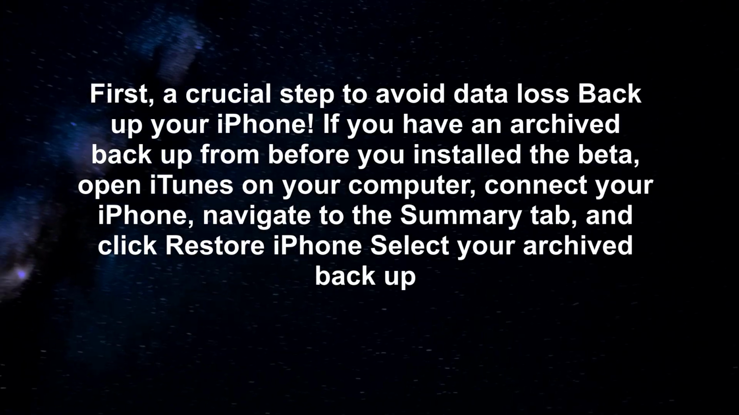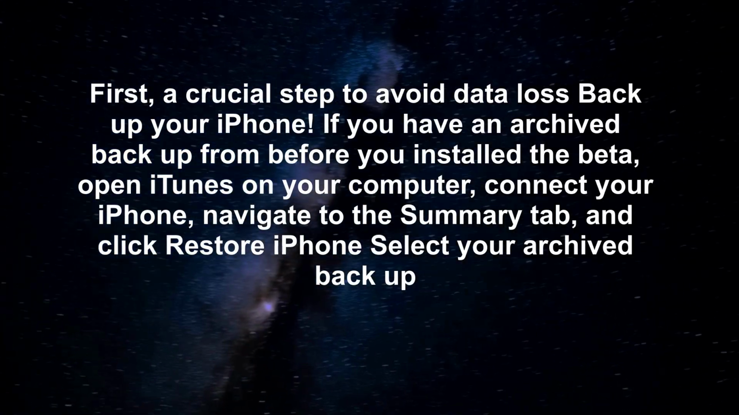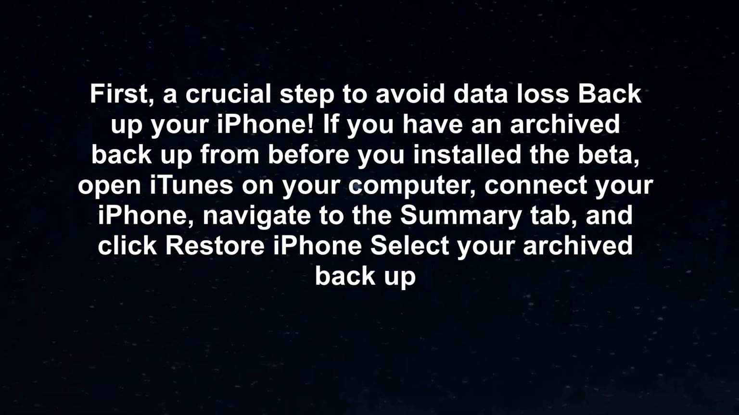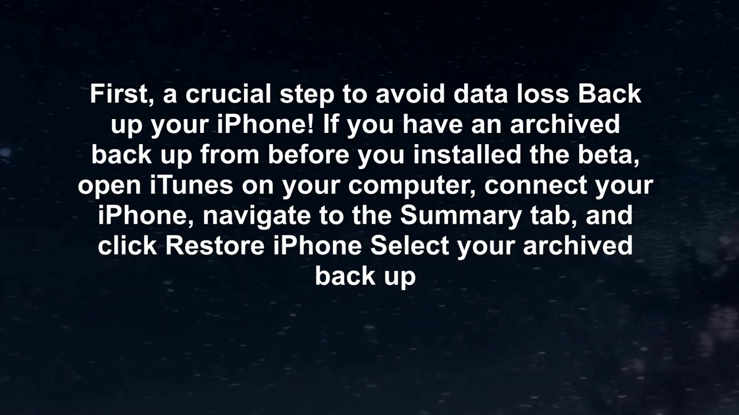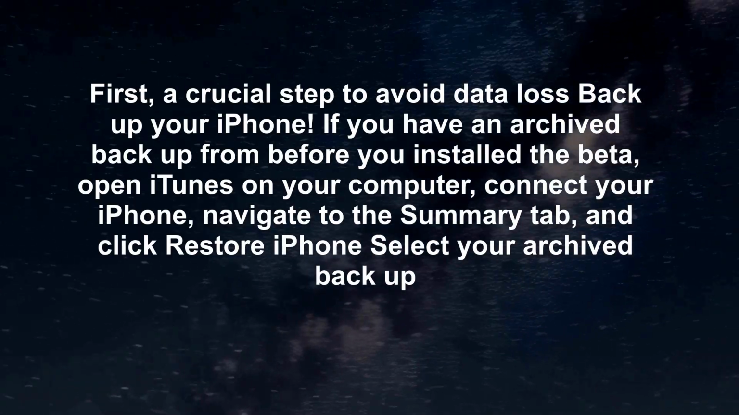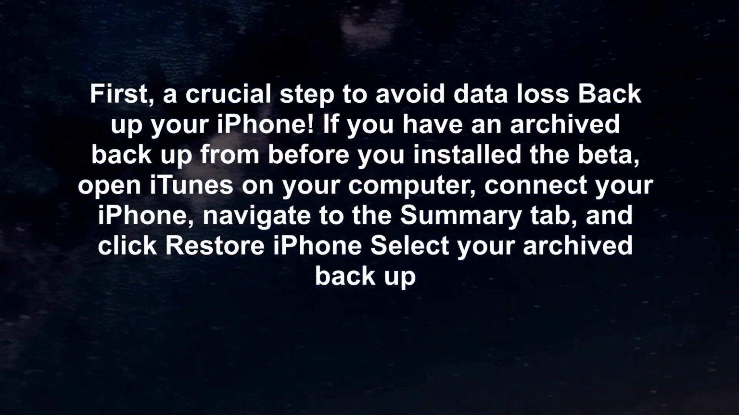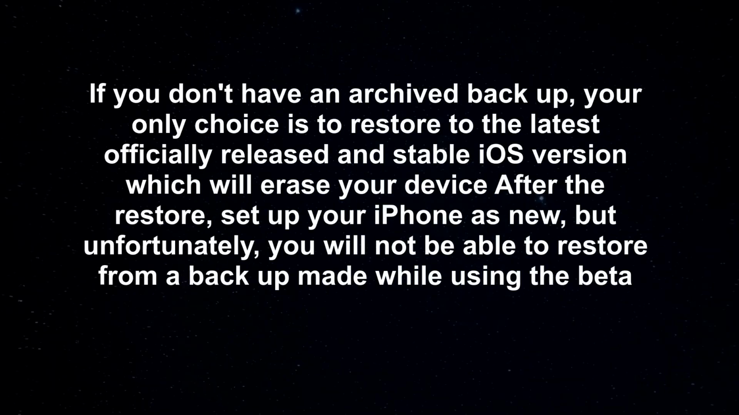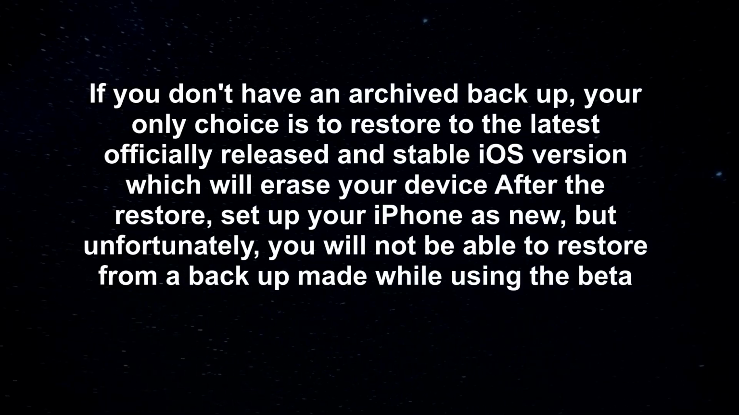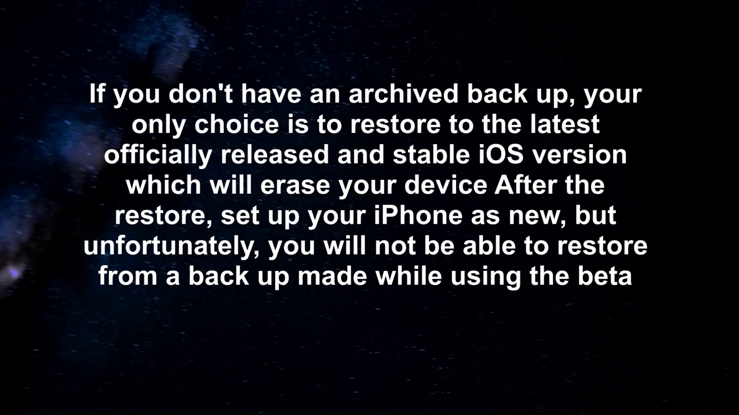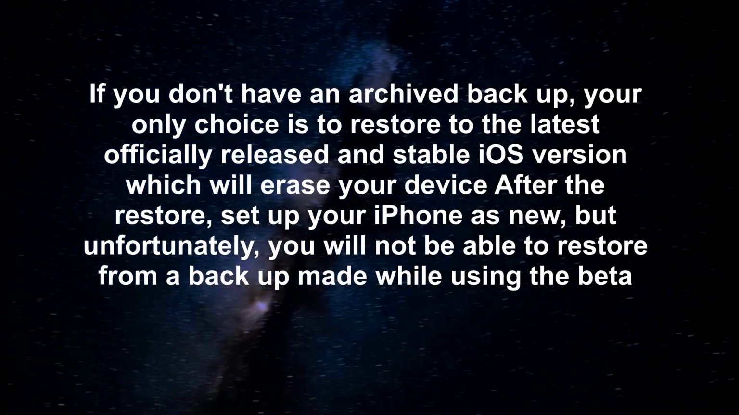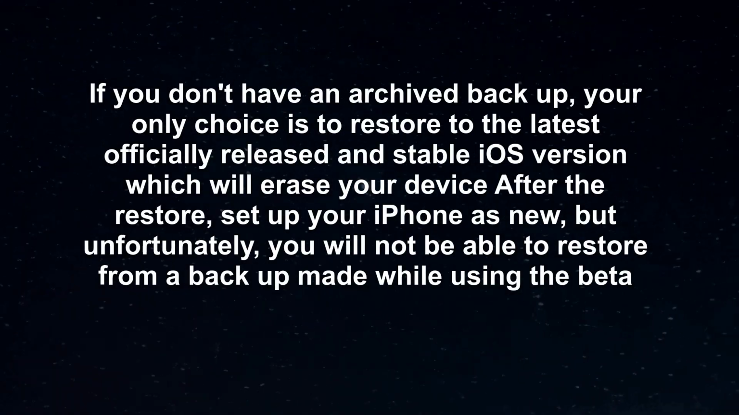If you have an archive backup from before you install the beta, open iTunes on your computer, connect your iPhone, navigate to the Summary tab, and click Restore iPhone. Select your archive backup. If you don't have an archive backup, your only choice is to restore to the latest officially released and stable iOS version, which will erase your device after the restore.